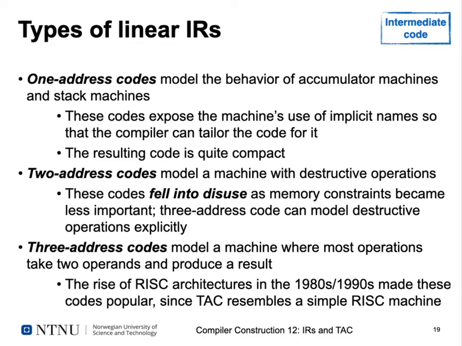So three-address codes give you more liberty because you are not constrained to reuse one register. So in three-address code you can use something like add the contents of register R1 and R2 together and store them in R3. And when you want to model the behavior of a two-address code, a destructive change of one of the operands, then you can of course do it in three-address code by just using one of the operand registers as the target register explicitly. And three-address code became very popular due to the rise of RISC architectures in the 1980s and 90s, because three-address code resembles a simple RISC machine relatively closely.